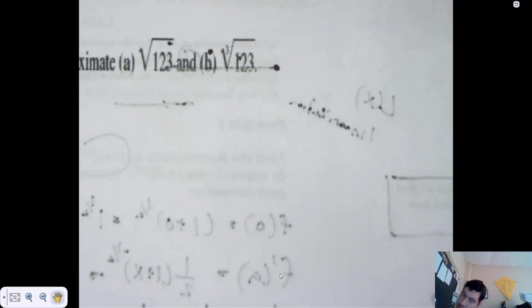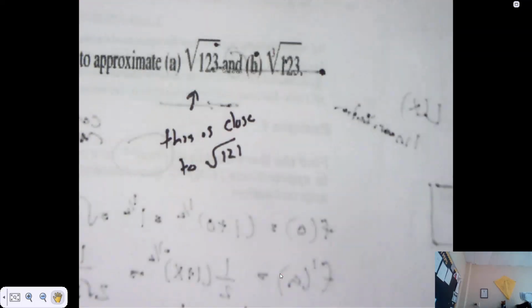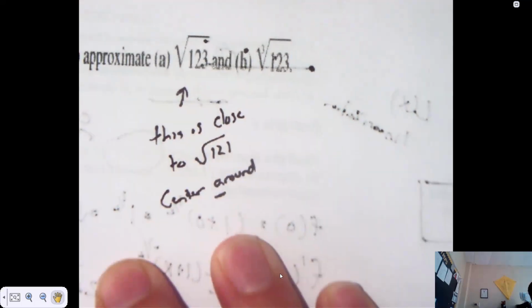Anyways, when you look at the square root of 123, what do you think it's close to? A little bit of 11. No. This is close to the square root of 121. That's what it's close to, right? And Trevor said the answer should be a little bit more than 11 when everything's said and done. So that's what we're going to center around, emphasis on the "around": a equals 121.